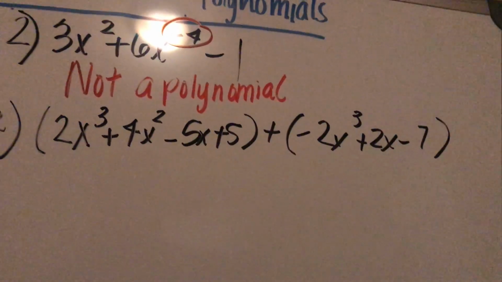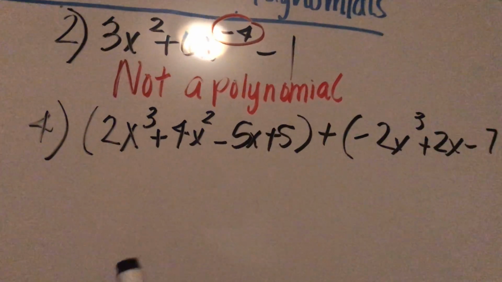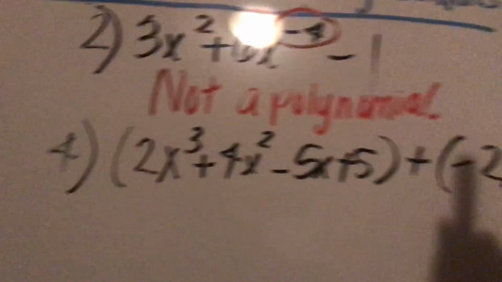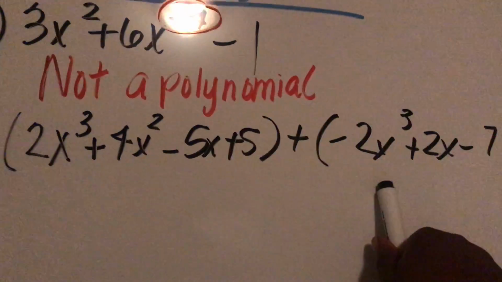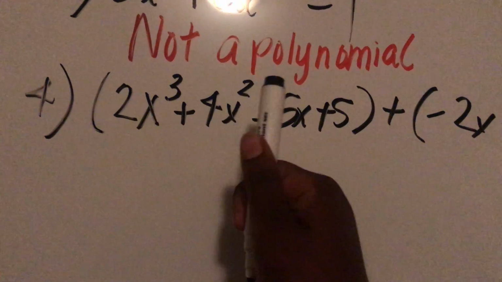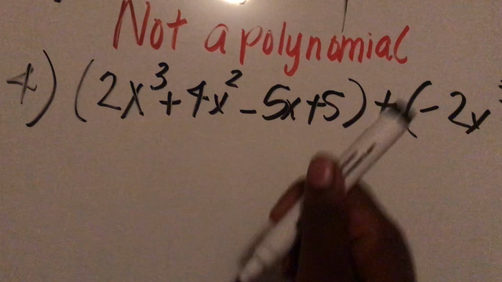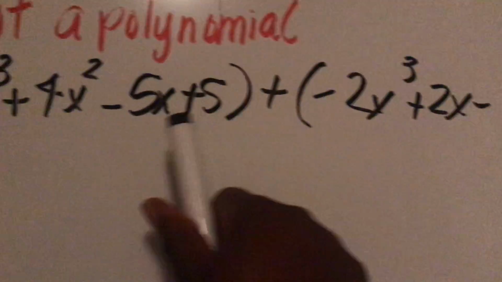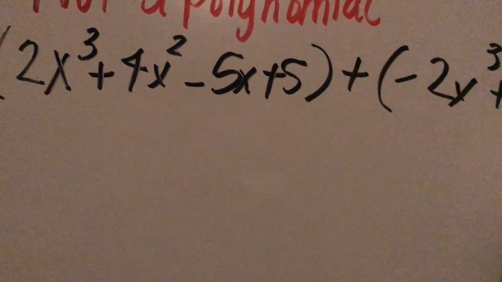So basically, you're just going to combine like terms. And you're going to do that by combining with the exponents. This has a cube, so that means you're going to combine this with this. This has a squared. There's no squared over here, so you're just going to leave that alone and bring it down. This has an x, and this has an x. So you're going to combine those, and then you have your two constants.